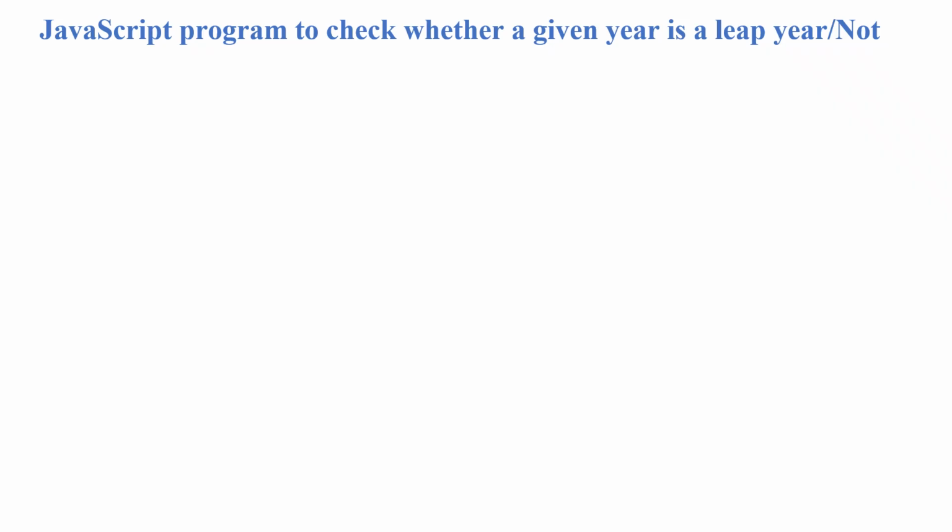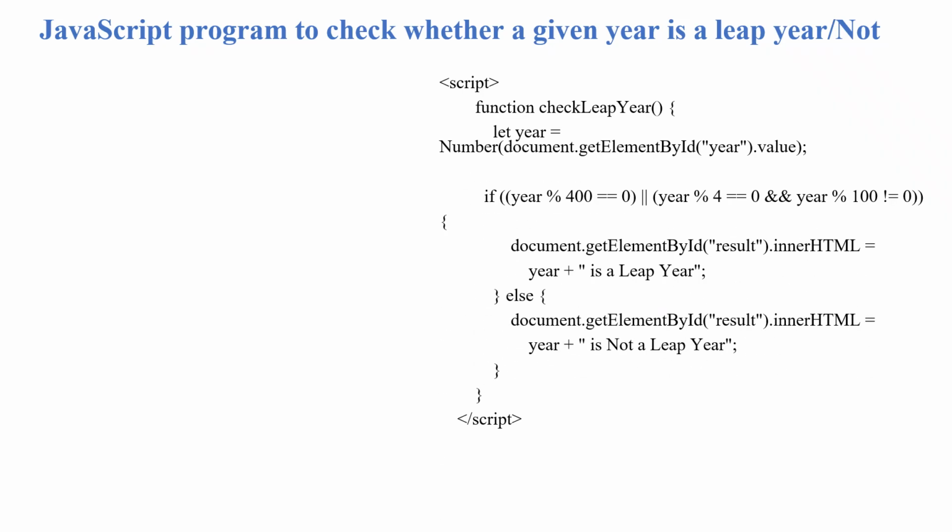The next program is a JavaScript program to check whether the given year is a leap year or not. Here we take three conditions. For the user-entered year, if year mod 400 gives remainder 0, or year mod 4 is 0 and year mod 100 is not equal to 0. In these conditions, either of these should be 0 and the mod 100 should not be 0. Whatever result we get, we store it in the result field. Else, it is not a leap year.